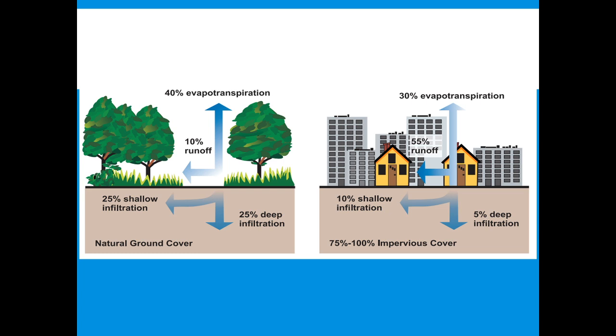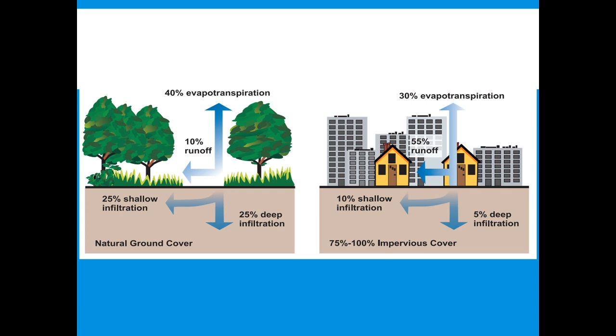Now, this gives you an idea of some of that process. So, with water in an area that has natural ground cover and a wooded area, you're going to get about 40% of the water taken away through evaporation and transpiration. 25% will be infiltrated on the shallow level, 25% deep, and then 10% runs off.